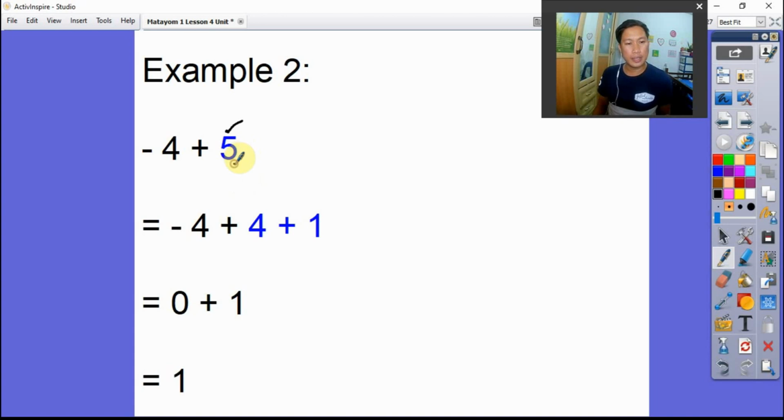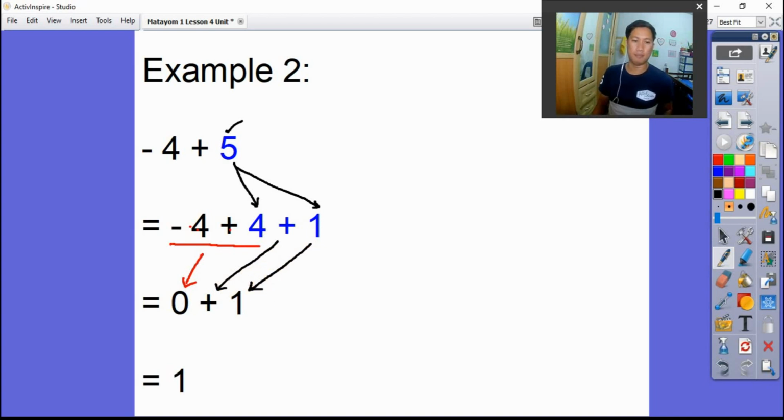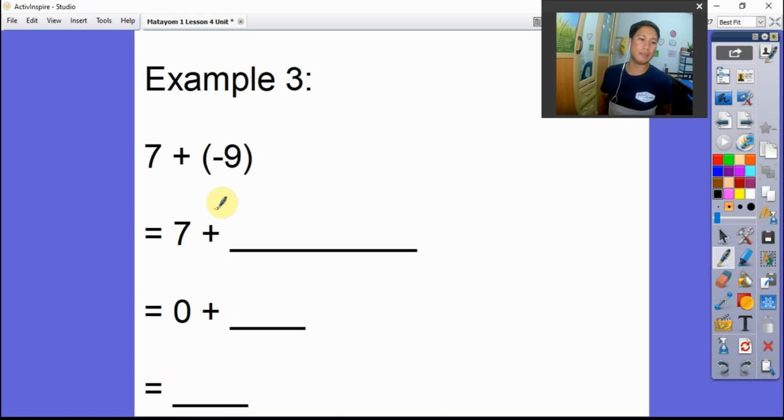Now we need to change 5 into 4 plus 1, since the opposite of negative 4 is 4. Negative 4 plus 4 is equal to 0. Copy the following process, plus 1. 0 plus 1 is equal to 1. Okay, let's move on.